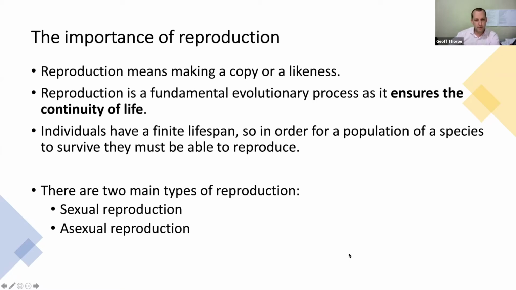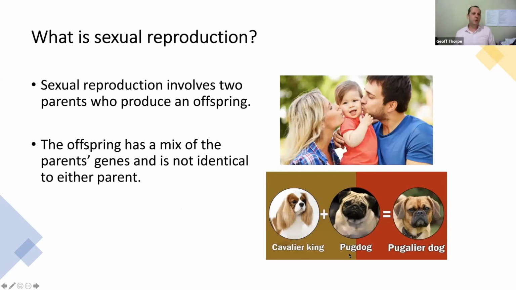Now, there are 2 main types of reproduction, sexual reproduction and asexual reproduction. The very simple definitions we can have for now: sexual reproduction involves 2 different parents, and asexual reproduction comes from just 1 parent. So what is sexual reproduction? As I just said, it involves 2 parents who produce an offspring, and the offspring has a mix of genes from the 2 different parents.